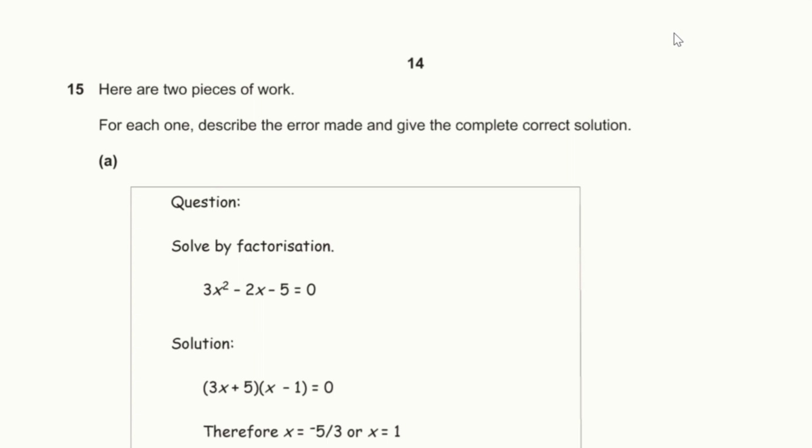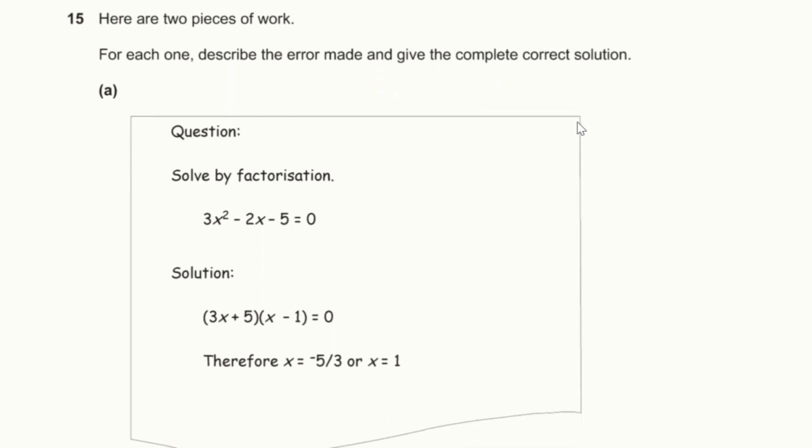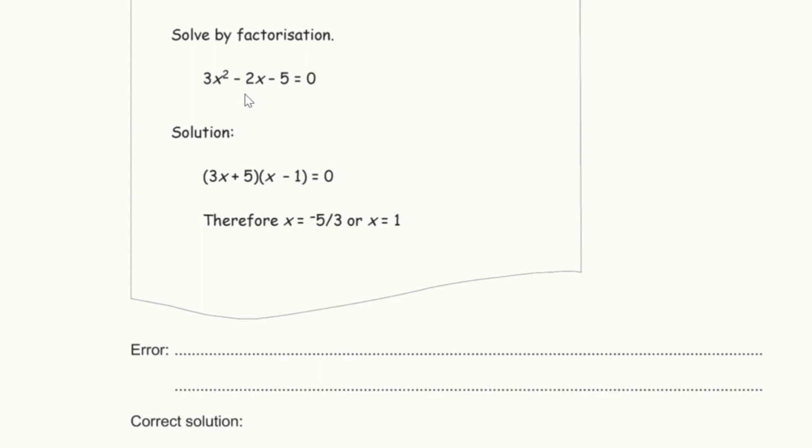Question number 15. Here are two pieces of work, and for each one we have to describe the error and give the complete correct solution. So here we have to solve 3x squared minus 2x minus 5 equals 0 by factorization. Someone got 3x plus 5 lots of x minus 1 equals 0, and so therefore x equals minus 5 over 3 and x equals 1.